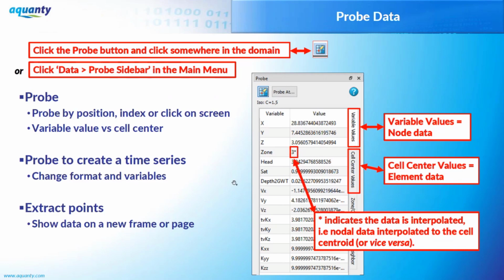Let's say you probe and you press the button somewhere. In this case, zone is an elemental value, and you are showing a nodal value. In this case, it will interpolate elemental values to nodal values. Whenever you have a star, it means that this value is interpolated. If you want to see the accurate zone, you change into cell center. When you change to cell center, the nodal values will have a star because now they are interpolated.